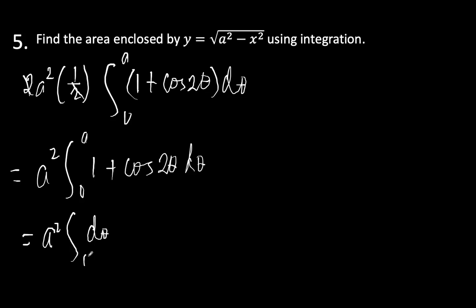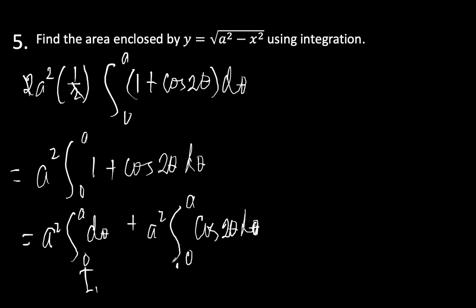So we have a squared times the integral of 1 with respect to theta from 0 to a, plus a squared times the integral of cosine 2 theta with respect to theta from 0 to a, right? So this is our integral 1 again, and this is our integral 2. So let's solve these integrals. First, let's solve integral 1. Integral 1 is equal to a squared theta.